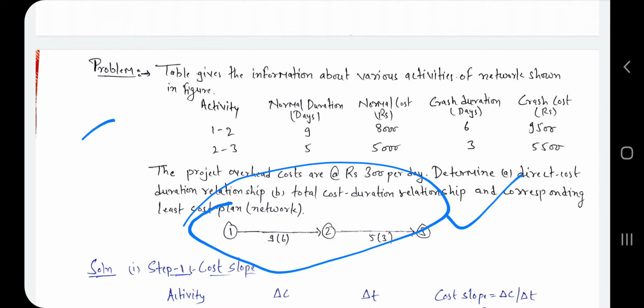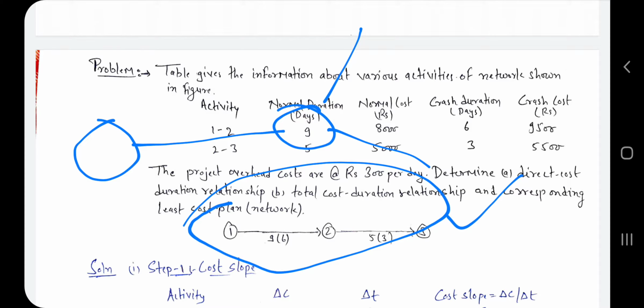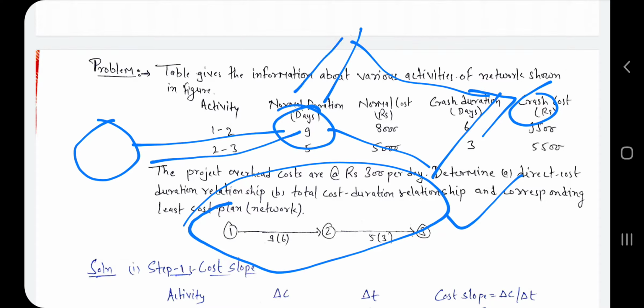But if we have a path like this, then you have to find which path is the critical path, this one or this one. So you have to find the estimated time and find the critical path. After finding the critical path you see which activity gives the minimum value. So first you take that value and so on you move.